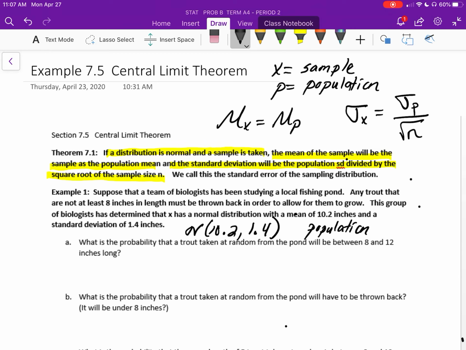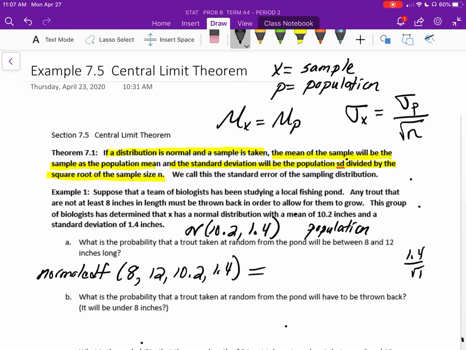So the first sample is for one fish. One fish actually doesn't change anything because we're going to divide by the square root of 1, so we can use the same model here. We want to know what's the probability that it will be between 8 and 12. So we can go back to our friendly normal CDF function, and 8 is the lower amount and 12 is the upper amount. And 10.2 is our mean, and our standard deviation, again, is 1.4 divided by the square root of 1, which really doesn't change anything. So we're just going to use 1.4.